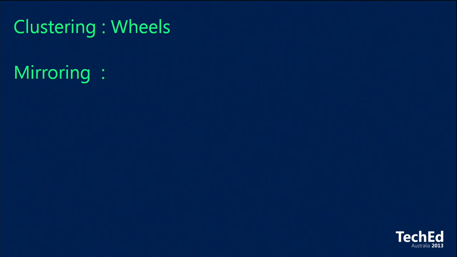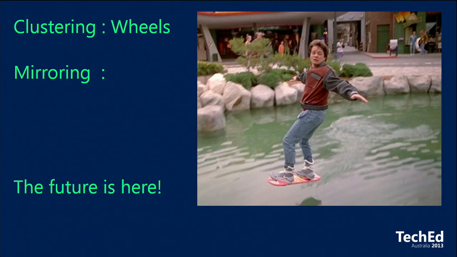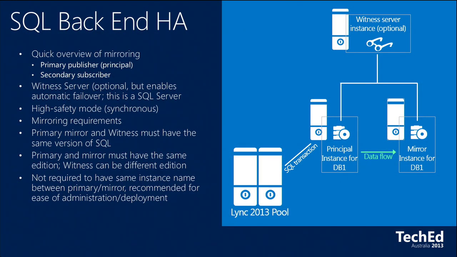So we see clustering essentially like wheels. And if we think of clustering as wheels, then that would mean mirroring would have to be something else. And that would represent the future. So if we think about the future, we got hoverboards.